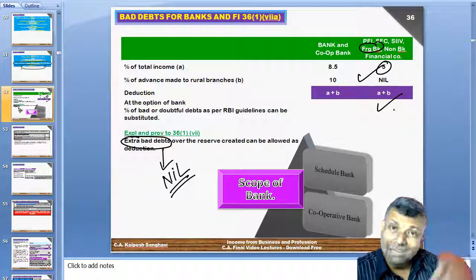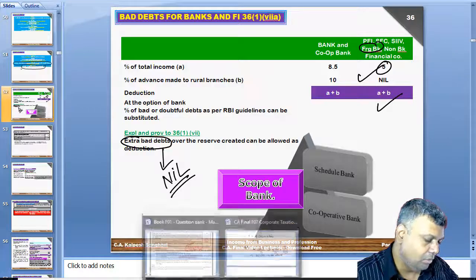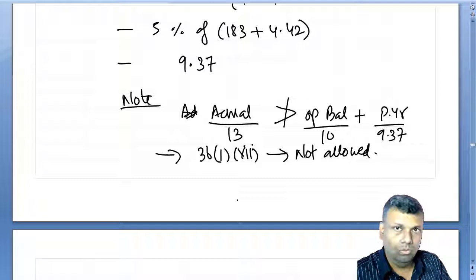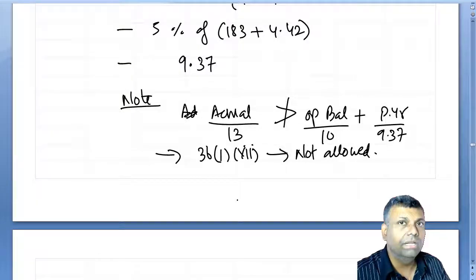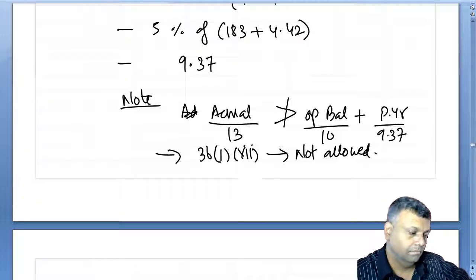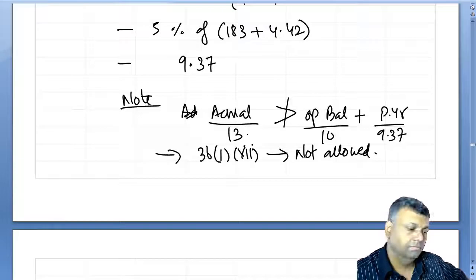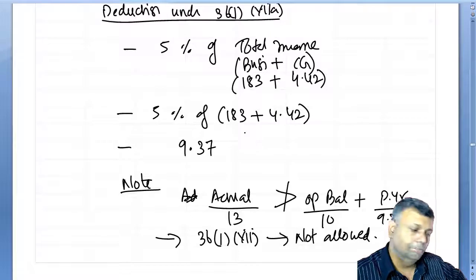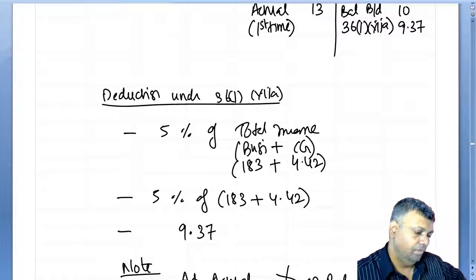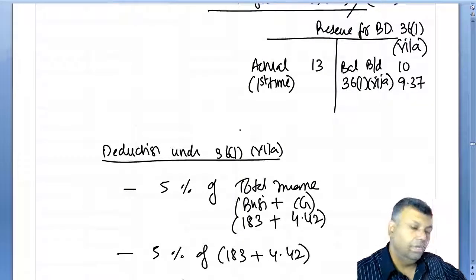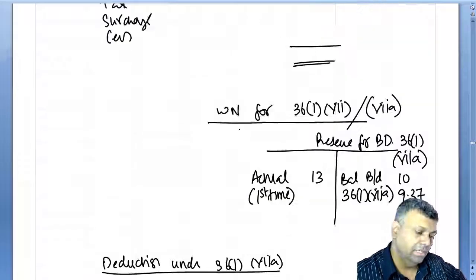And you have to clearly, supposing if you skip this particular point, in the examination condition that 36(1)(vii) is not allowed. If you are not able to decide this particular thing in the examination condition, your answer is a substandard answer. Keep that in mind. Is that clear? So, what is the ultimate total deduction? Ultimate total deduction is 9.37. That's all. No extra deduction.